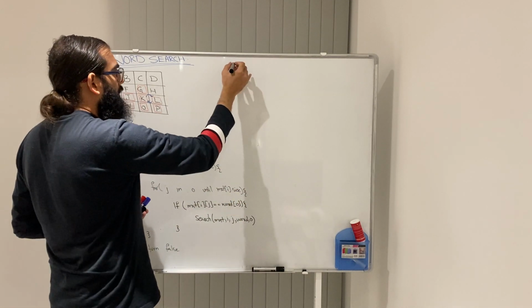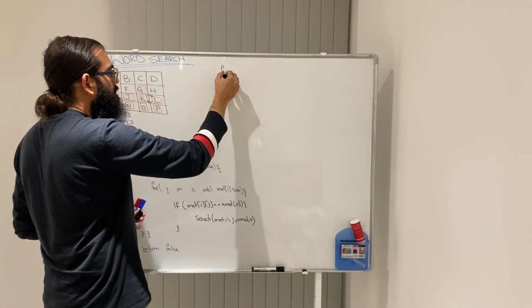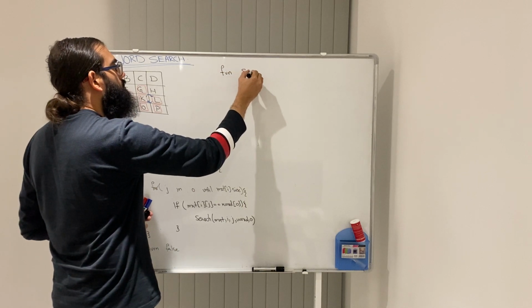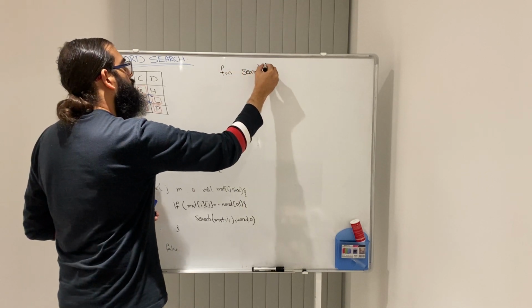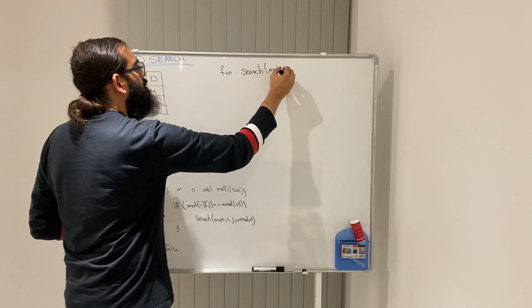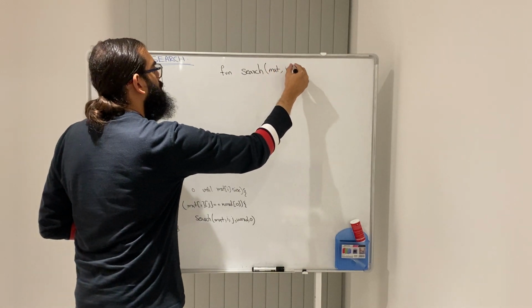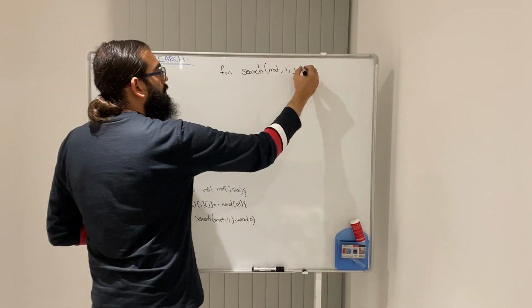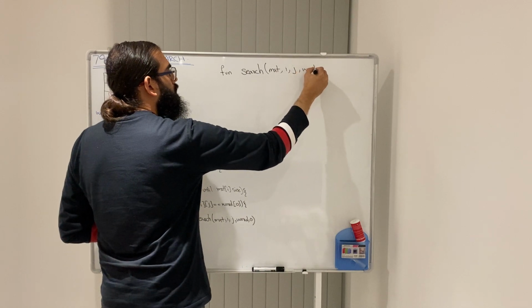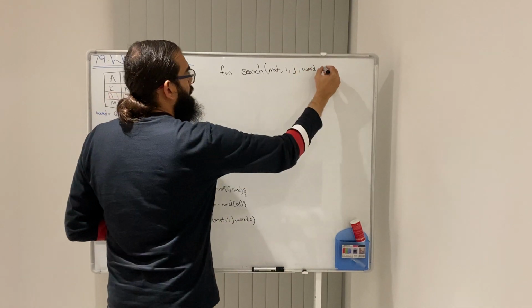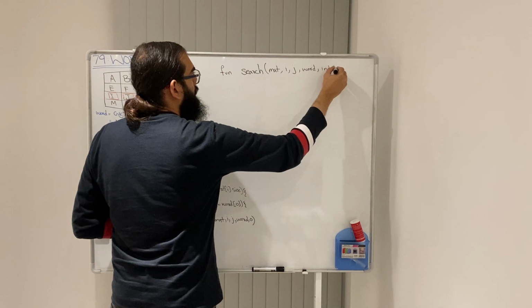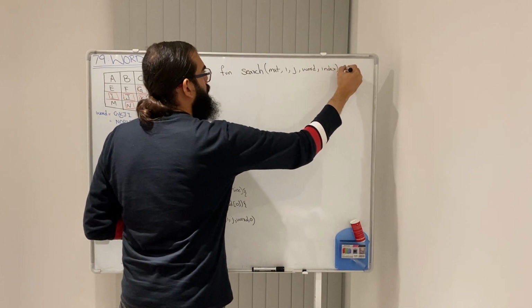Now how to implement this? So fun search, matrix, i, j, word and index, and this will return boolean.